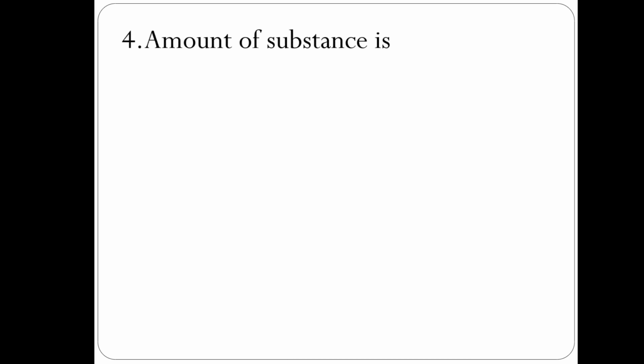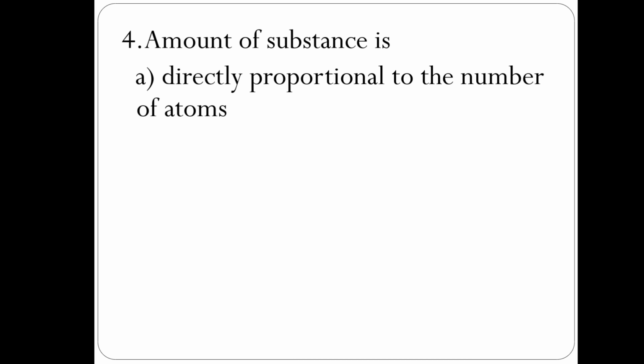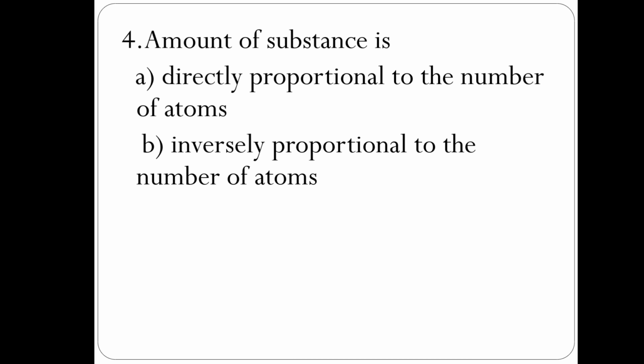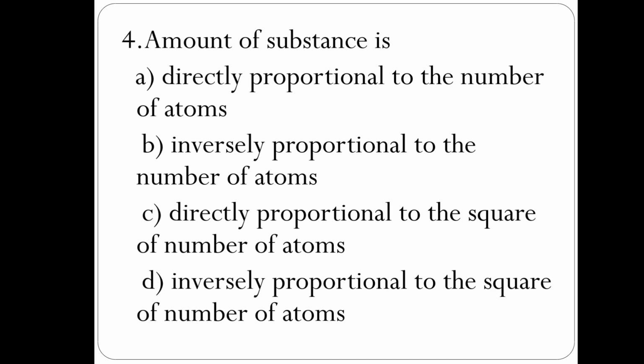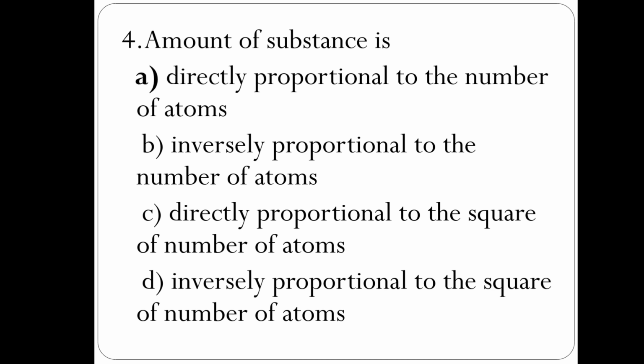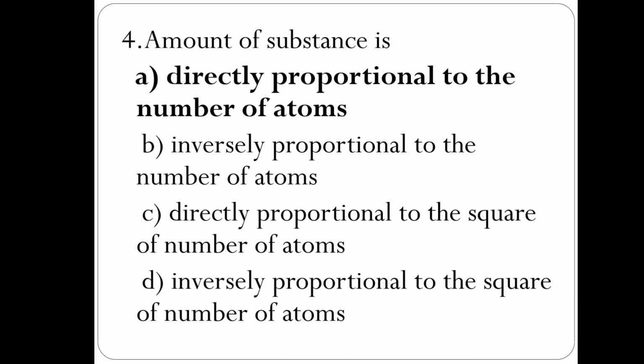Amount of substance is A. Directly proportional to the number of atoms, B. Inversely proportional to the number of atoms, C. Directly proportional to the square of number of atoms, D. Inversely proportional to the square of number of atoms. So what is amount of substance? It is the number of atoms. So directly proportional to the number of atoms. Amount of substance is directly proportional to the number of atoms.